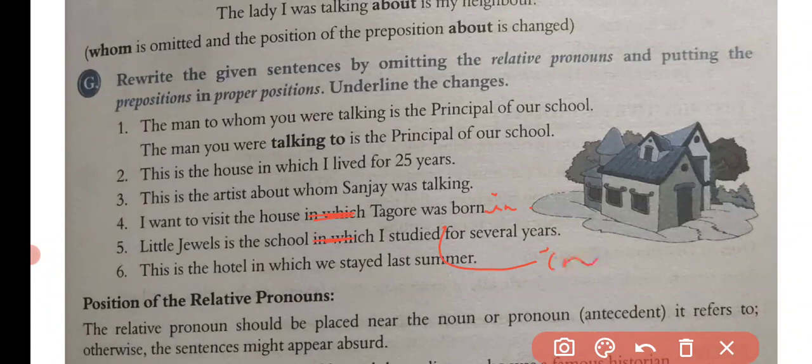Next is, this is the hotel in which we stayed last summer. So in which again you have to remove. Where to put that? Let's see. This is the hotel we stayed in. So here after stayed you have to add in once again. So the answer is, this is the hotel we stayed in last summer. So this will be the solution for your question. Okay, I hope you get that. So please write down the answers in your notebook.